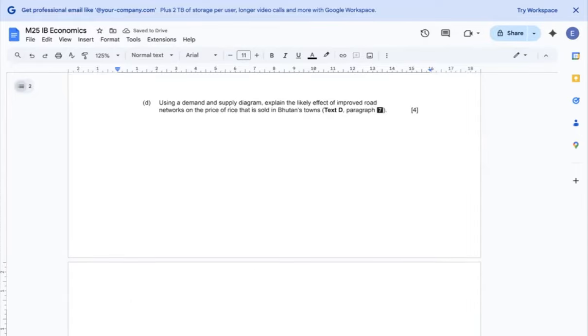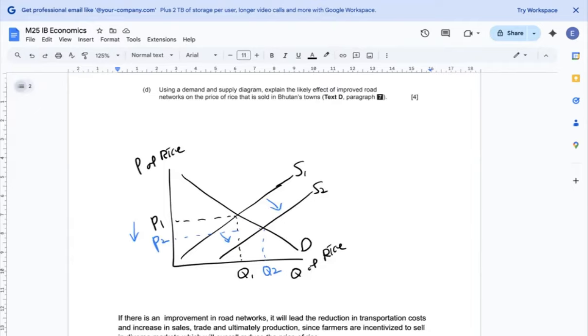Question D. Using a demand and supply diagram, explain the likely effect of improved road networks on the price of rice that is sold in Bhutan's towns. If there is an improvement in road networks, it will lead to a reduction in transportation costs and an increase in sales of agricultural products and trade. So it will ultimately increase the production, since farmers are incentivized to sell in diverse markets, which will overall reduce the price of rice. So you should shift the supply curve to the right.